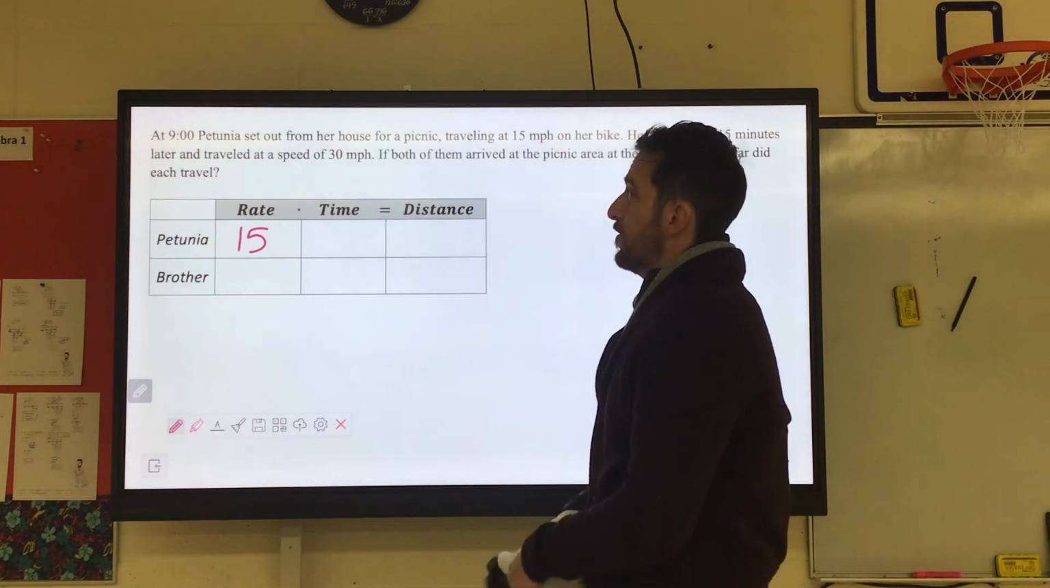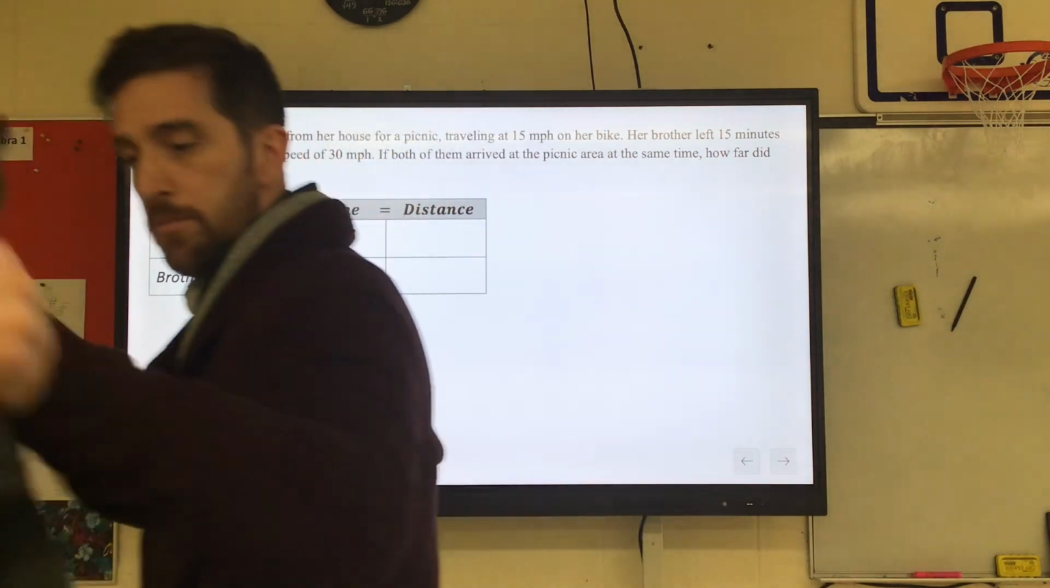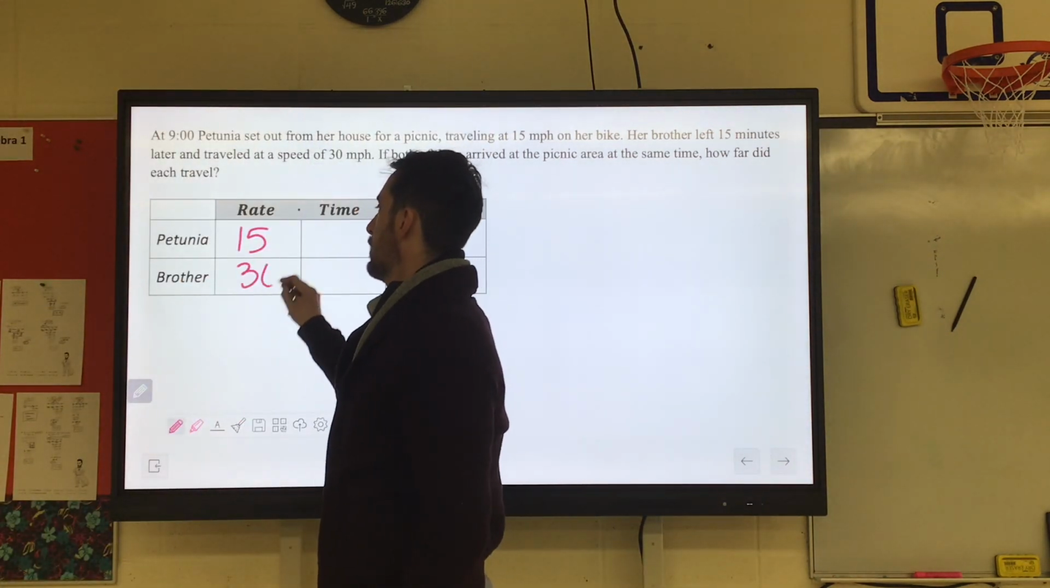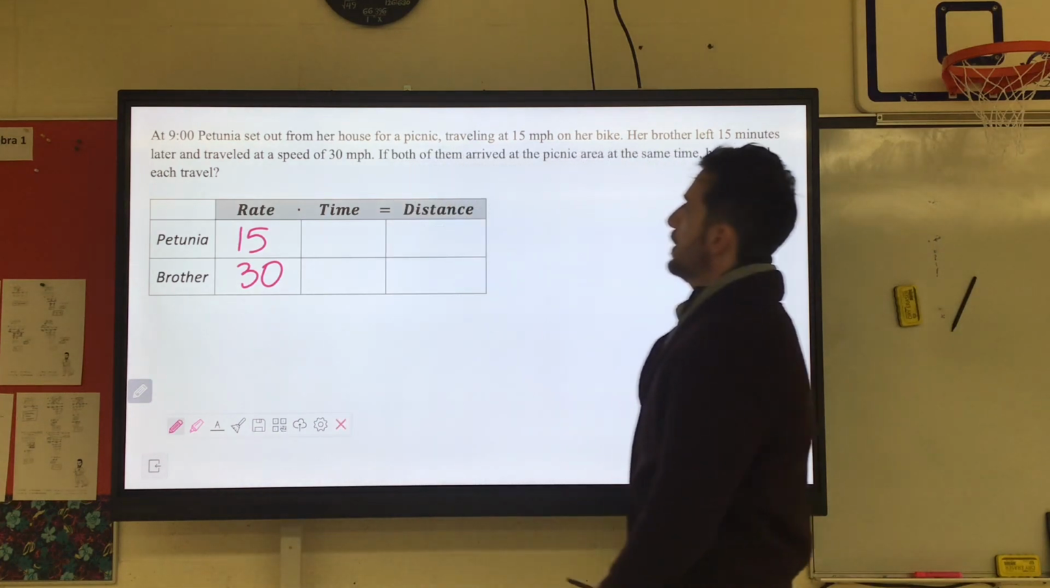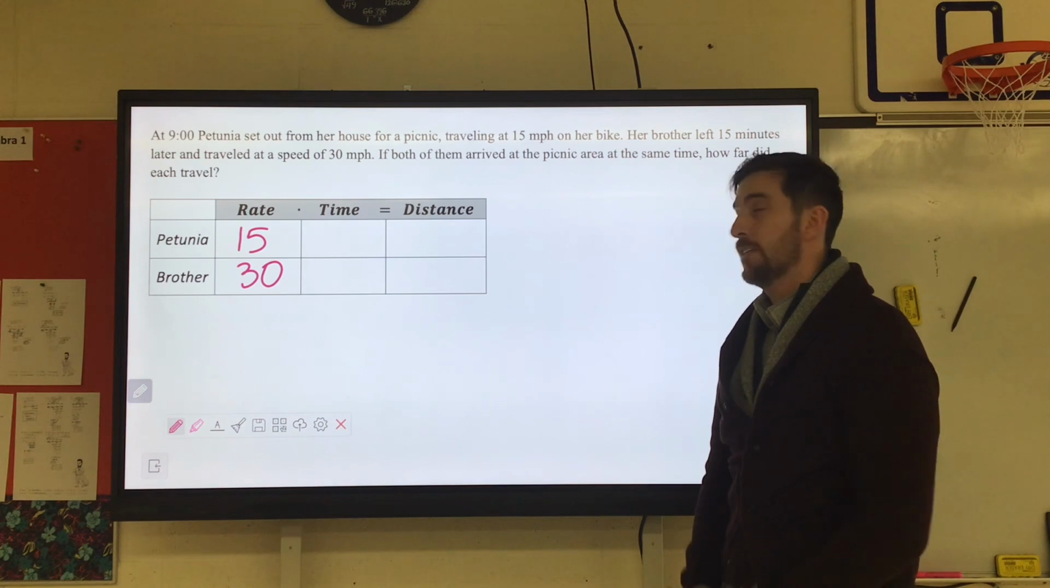Her brother left 15 minutes later and traveled at a speed of 30 miles per hour. All right, her brother's rate is 30. If both of them arrived at the picnic at the same time, how far did each travel?